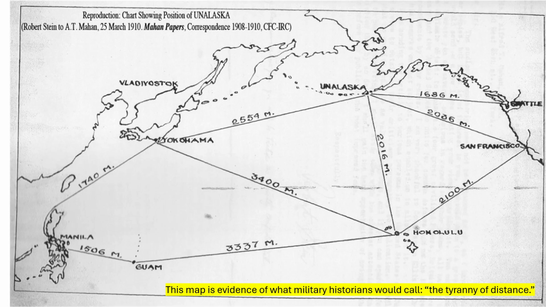And this map here illustrates what I was talking about in the previous slide. It's what military historians would call the tyranny of distance. It's 2,100 miles to get from the Pacific coast to Honolulu.